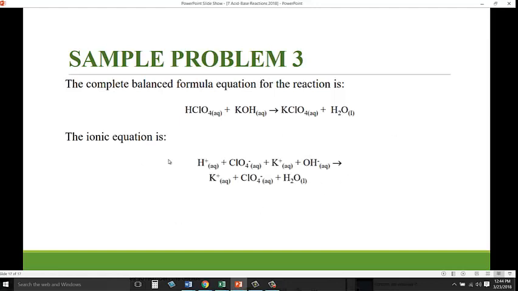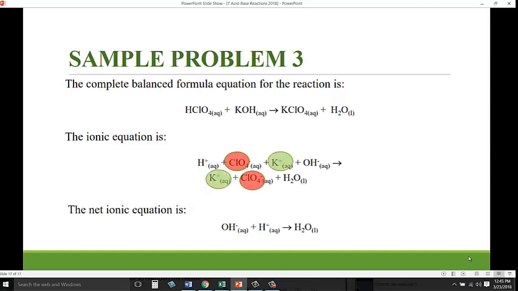Now for the net ionic, what's the same? Well, we should know that we're going to end up with water again. But look here, we have perchlorate here, they're going to cancel out. Potassium here, they cancel out, leaving us with hydrogen plus hydroxide to give us water. Okay, so here's our net ionic there.